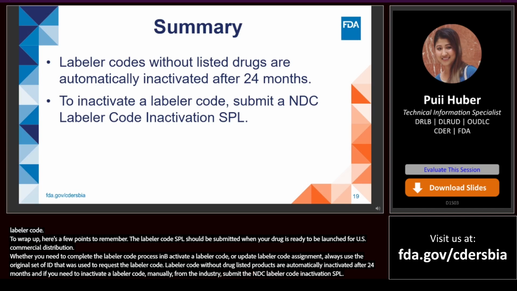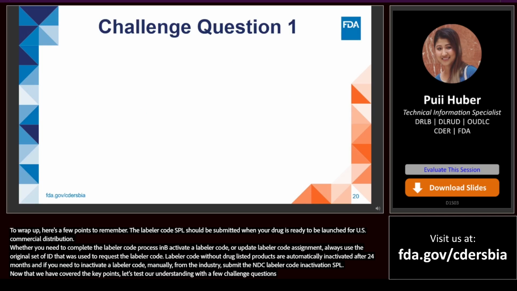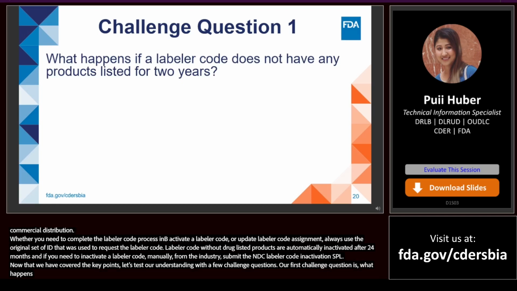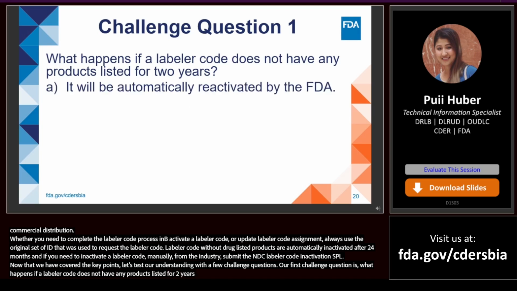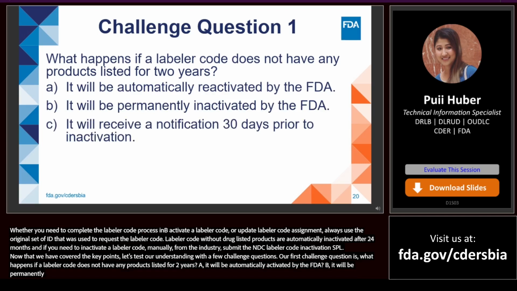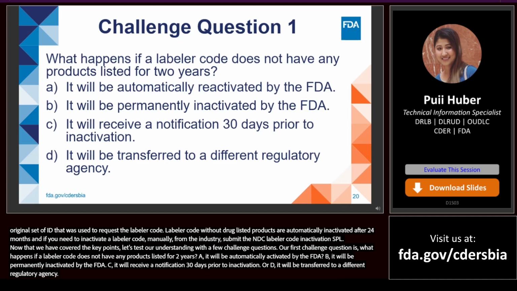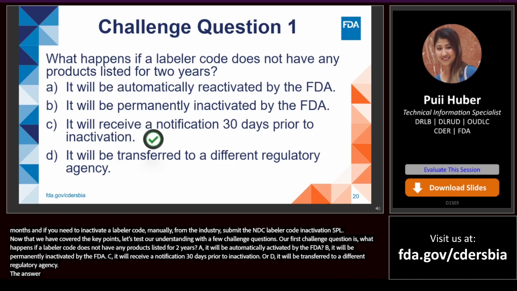Now that we've covered the key points, let's test our understanding with a few challenge questions. Our first challenge question is, what happens if a labeler code does not have any products listed for 2 years? A, it will be automatically reactivated by the FDA. B, it will be permanently inactivated by the FDA. C, it will receive a notification 30 days prior to inactivation. Or D, it will be transferred to a different regulatory agency. And the answer is C, it will receive a notification 30 days prior to inactivation.